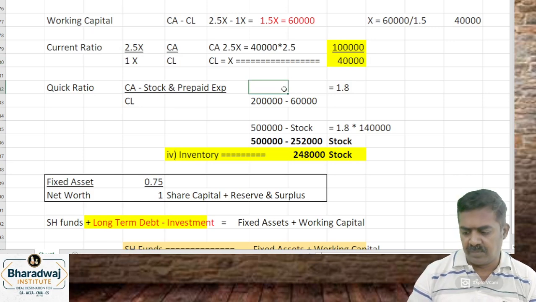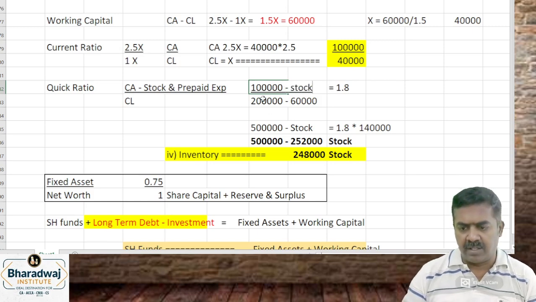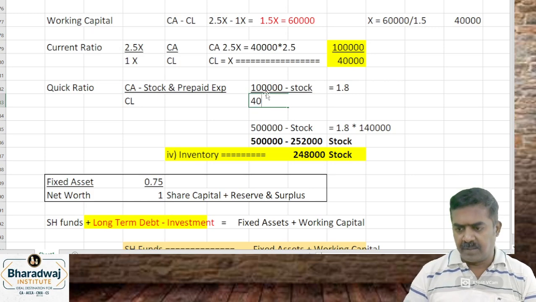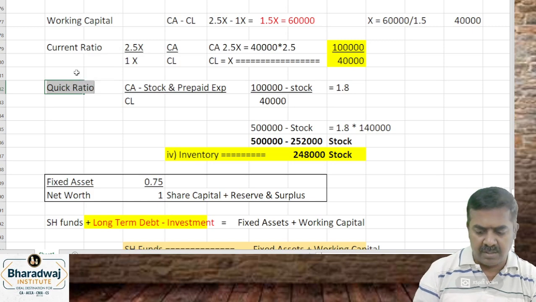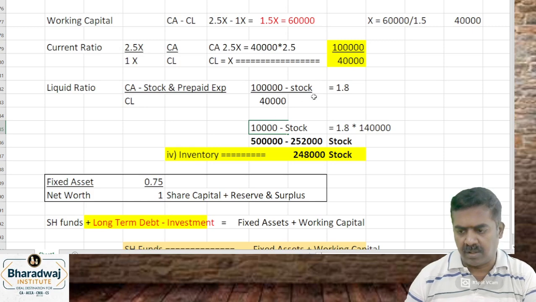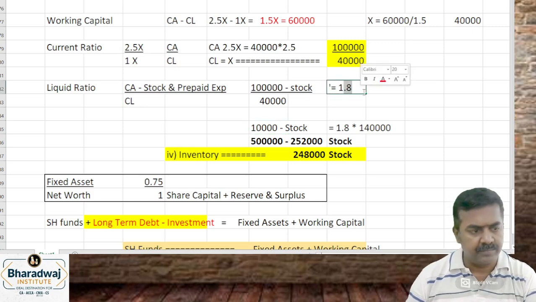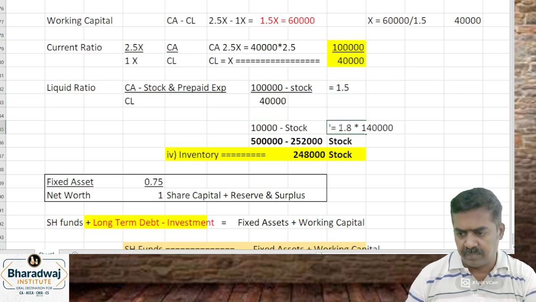Okay. Current assets 1 lakh minus stock and prepaid expenses divided by current liability now. Because the ratio given is not quick ratio. Ratio given is which ratio? Liquid ratio. இந்த சால்வ் பண்ணீங்கன்னா எவ்வளோ. What is ratio given? 1.5. 40,000.